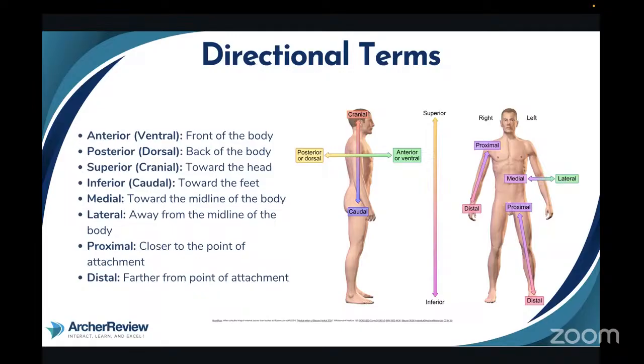Proximal means closer to the point of attachment. So notice on this patient's right arm here, this shoulder joint is proximal as opposed to the wrist, the phalanges, right? The wrist. This is distal because this is distant. It's farther away from the point of attachment. So proximal is closer to the point, and then distal is distant, away from the point of attachment.